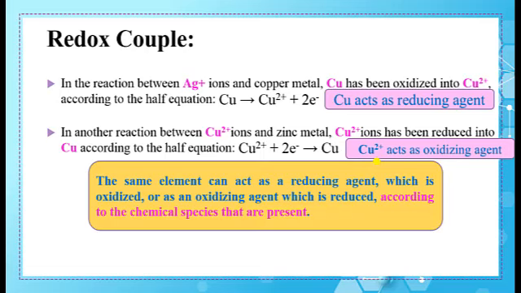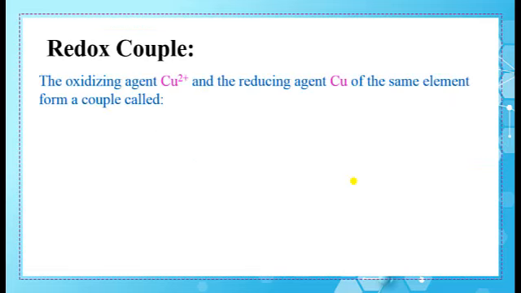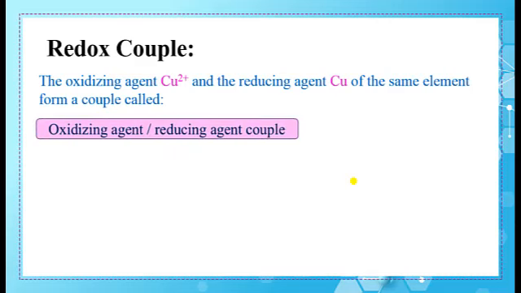Then we can say that the same element can act as a reducing agent, which is oxidized, or as an oxidizing agent, which is reduced, depending on the chemical species that are present. Here, Cu2+ plus 2 electrons will give Cu, or Cu can give Cu2+ plus 2 electrons. Now, the oxidizing agent Cu2+ and the reducing agent Cu of the same element form a couple, which is called oxidizing agent, reducing agent couple, or we can abbreviate it as redox couple.